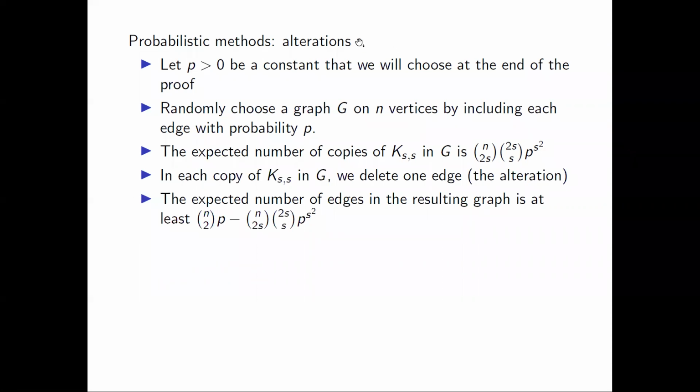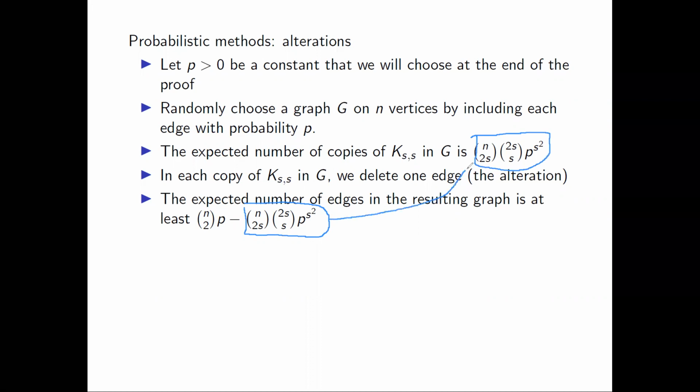Let's talk about that for a second. So this part right here, you probably recognize it. It's exactly what we saw up here. So when we take out one edge from each of the copies of K_{s,s}, we're going to remove at most this many edges.